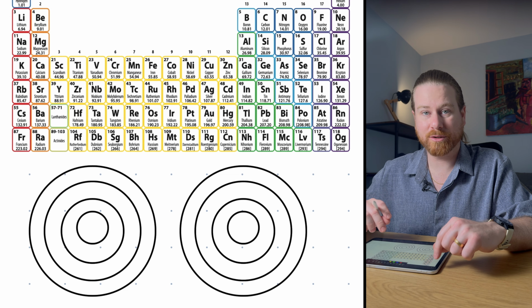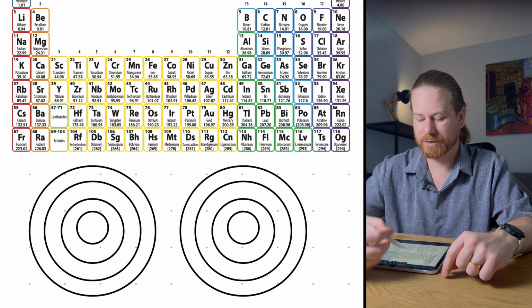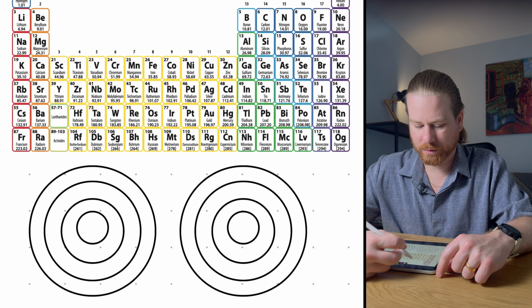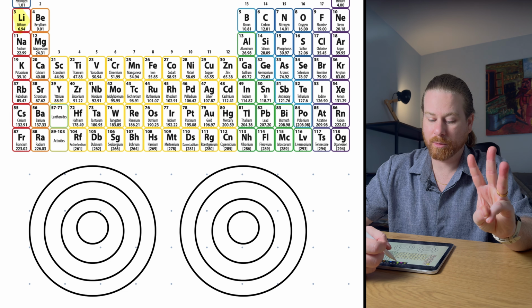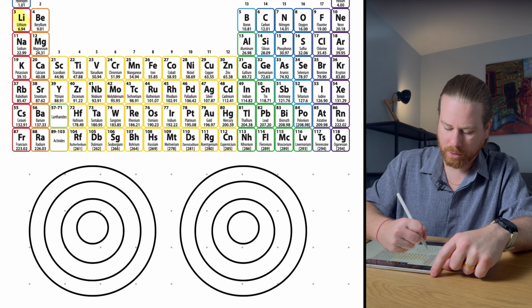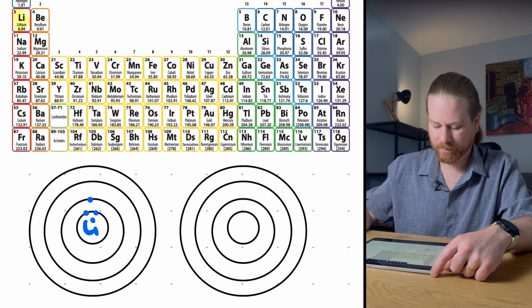Well, the key thing it tells you is the number of outer shell electrons it has. So let's use a few elements as an example. Let's have a look at lithium. Lithium has 3 protons, so therefore it has 3 electrons. So 1, 2, 3, easy stuff. So we've got lithium here.